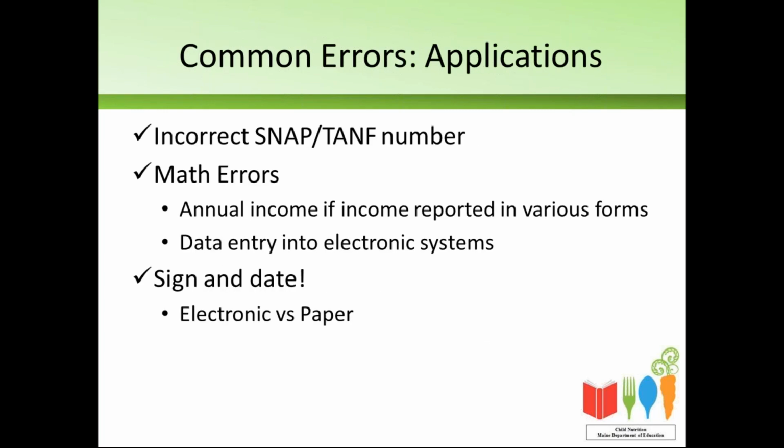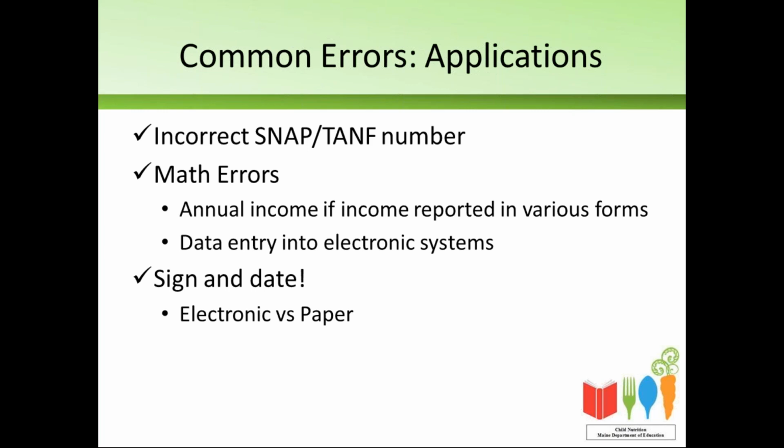Common application errors: incorrect SNAP or TANF number. It does not fit in the 8 lines. They write Maine Care next to it. Math errors. Annual income, if income reported in various stages. As I stated previously, do not convert that back to monthly income. Whatever income level you use, monthly, yearly, or anything in between, if that's all that's listed on the application, is what you use.